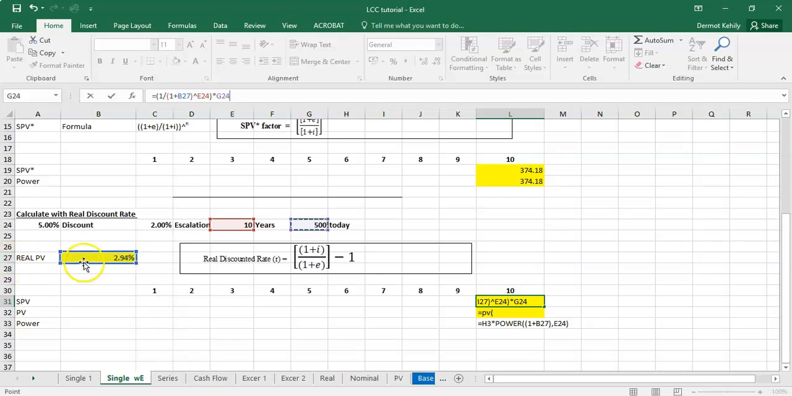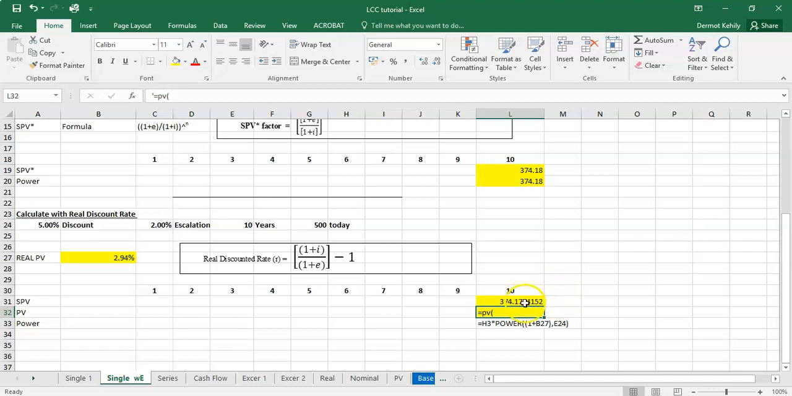So we get the actual real present value, which is the relationship between the two, which is 2.94, and then just use our single present value calculation that we did in the previous sheet, and we click enter. And there we have it. I'll just bring that back. There we go, and it's the same as above. Just a different way, a third way of doing things, not to confuse the matters.